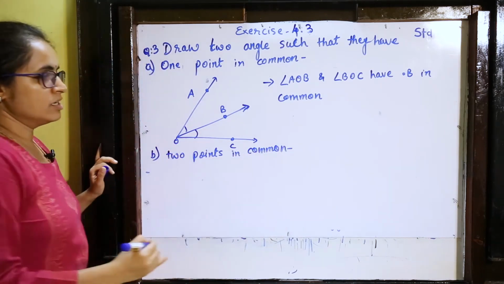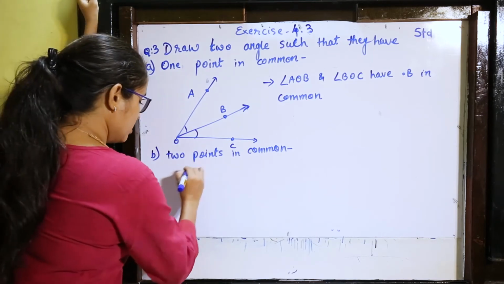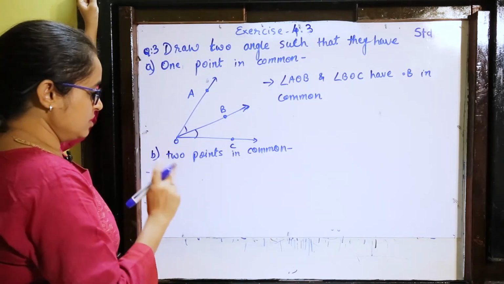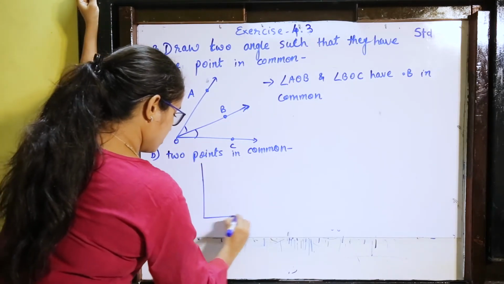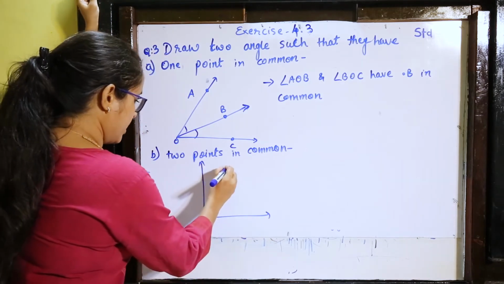This is very important, children. If you don't understand, please watch this video again, because that's very important. Now there are two angles which have 2 points common. So suppose I am drawing one angle here and another angle I am drawing like this.